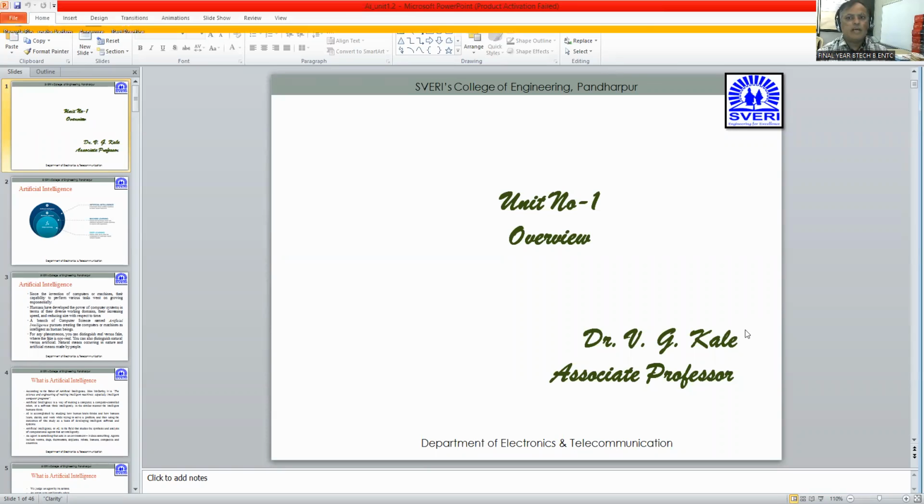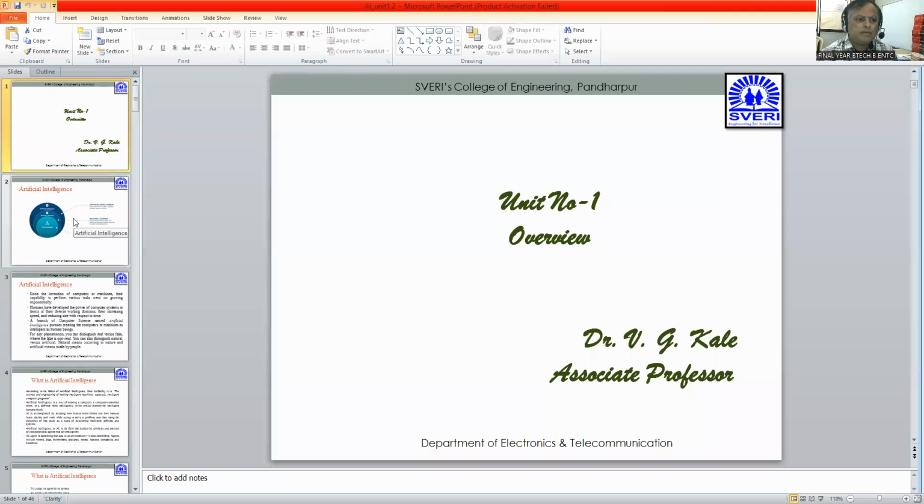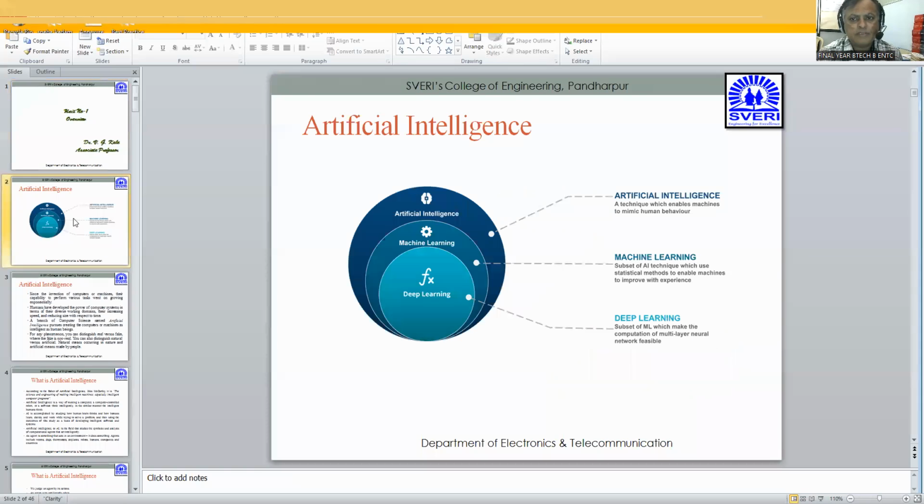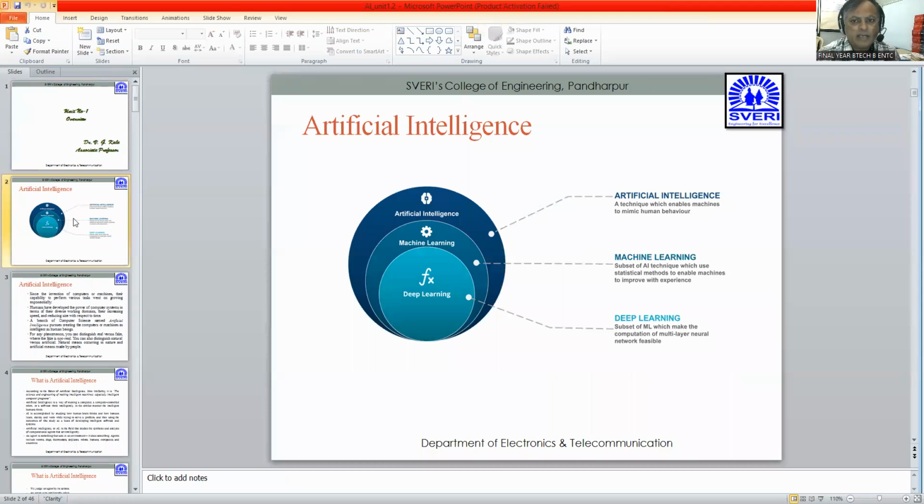Okay, so in the last lecture, we have already started this unit number 1, which is nothing but an overview of artificial intelligence. Then we have seen this Venn diagram in detail. So, just a quick revision.